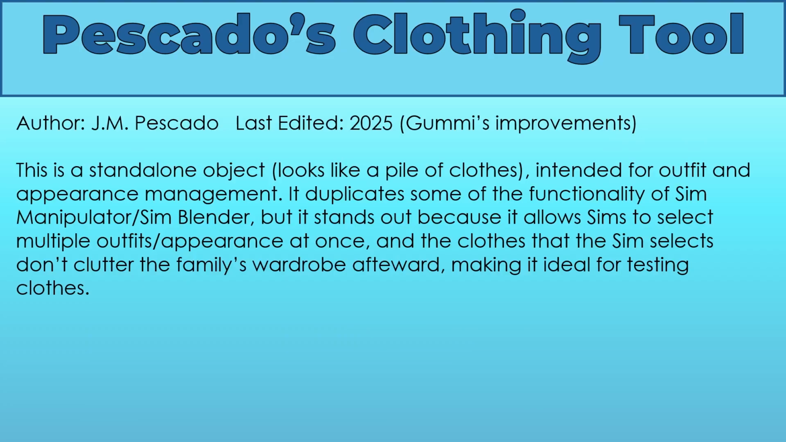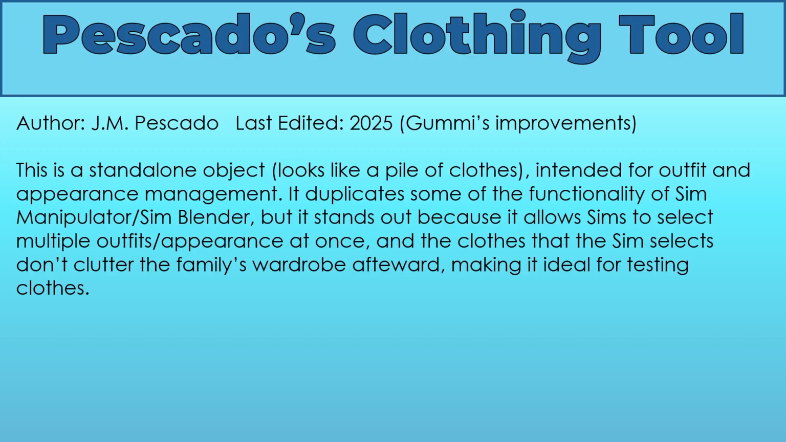And Pescado's clothing tool. So this is a standalone object. It looks like basically a pile of clothes, but the way that it works with any of the regular clothing tools, like with InSimenator, with Sim Manipulator, with SimBlender, you can buy clothes and add them to the family's closet. With Pescado's clothing tool, it just picks the clothes that the sim is going to dress in without adding them to the family inventory, which is really convenient if you test a lot of clothes.